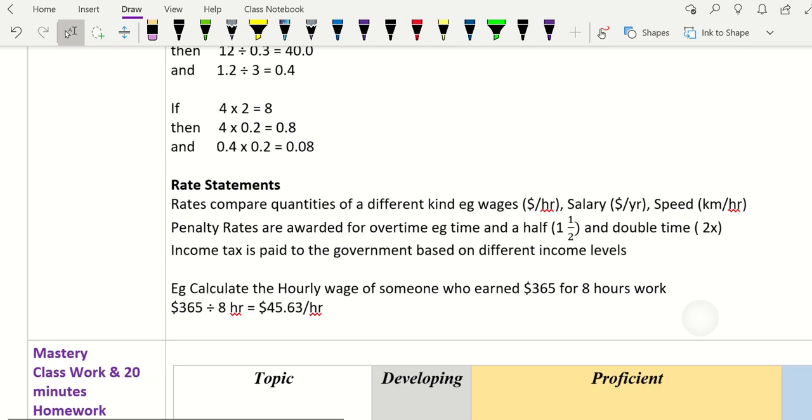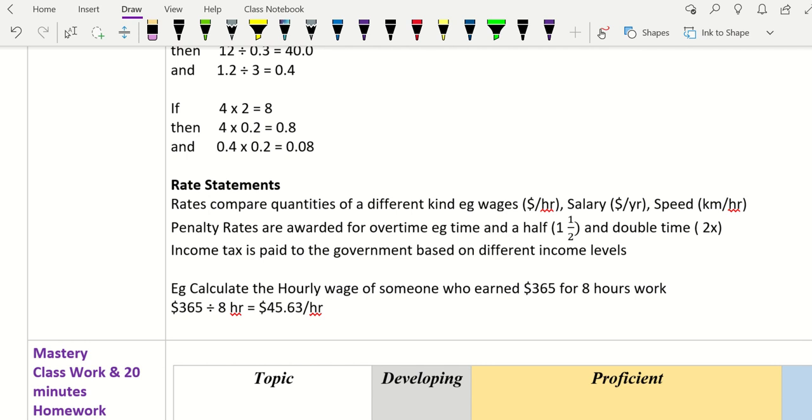Now, penalty rates are awarded to those working overtime, so it's generally added to the wages, and that can be, for example, time and a half, which is 1.5 times the normal hourly rate, or double time, which is double the hourly rate. Now, income tax is tax paid to the government, and that's paid on different income levels.